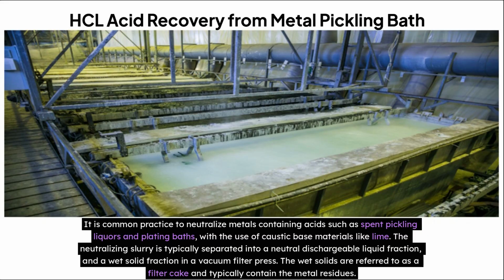It is common practice to neutralize metals containing acids such as spent pickling liquors and plating baths, with the use of caustic-based materials like lime. The neutralizing slurry is typically separated into a neutral dischargeable liquid fraction, and a wet solid fraction in a vacuum filter press. The wet solids are referred to as a filter cake and typically contain the metal residues.